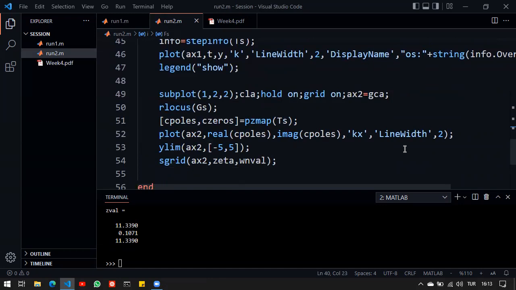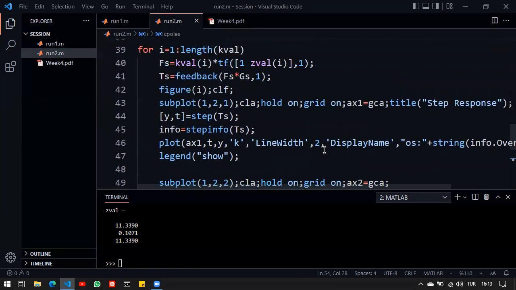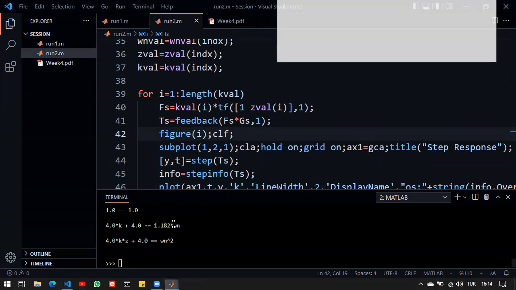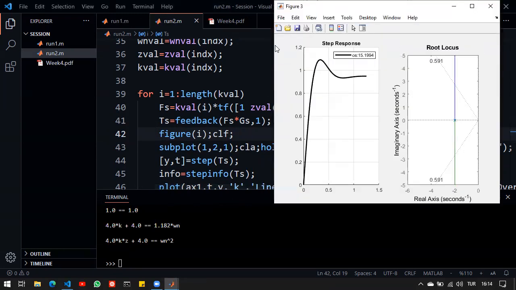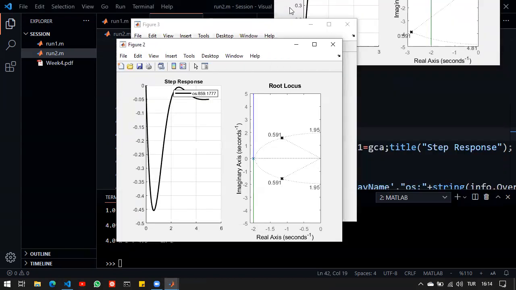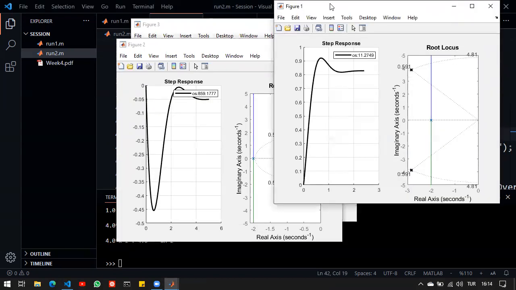But in this case, we might need omega n val I. Zeta is again the same. Seems to be right. So that's one. That's another one. And another one.